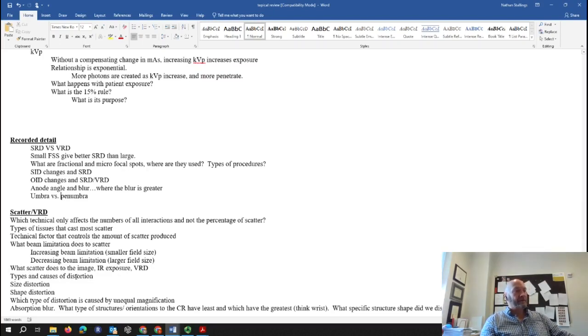So remember, we have two different types of distortion. We've got size distortion, which is all about OID and SID. And then we've got shape distortion, which has to do with angulations. So angulation of the central ray gives us elongation. Angulation of the anatomy is going to give us foreshortening. Angulation of the image receptor will also give us elongation. So size distortion is magnification. Shape distortion is everything else, really. Elongation, foreshortening. Caused by unequal magnification, that would be shape distortion. So distortion caused by unequal magnification would be shape distortion.